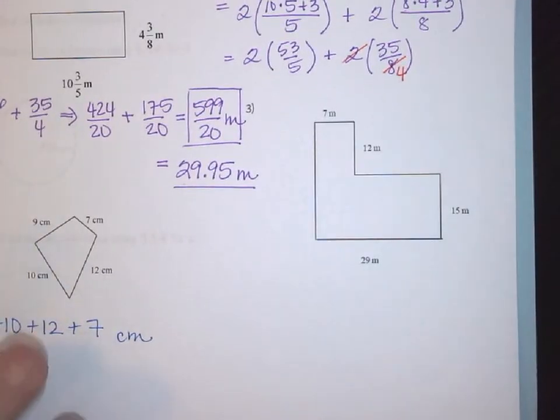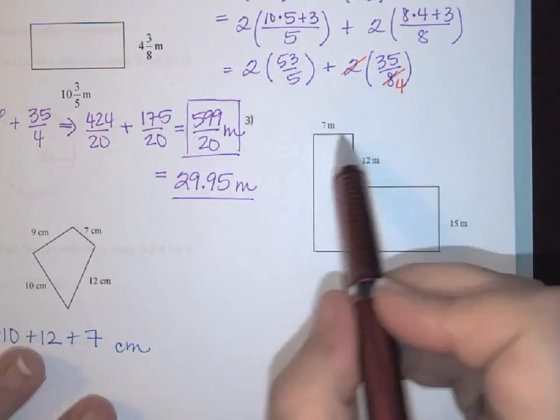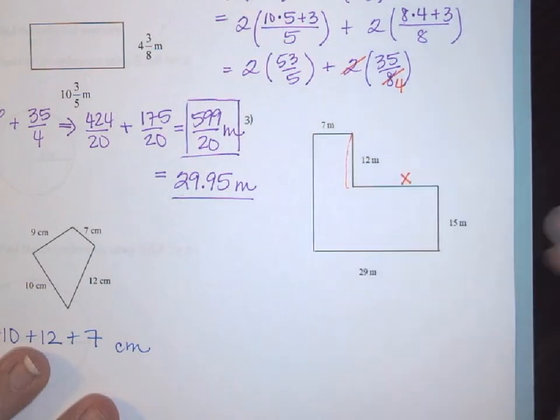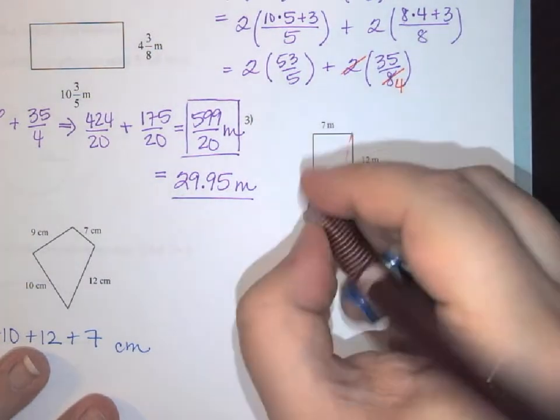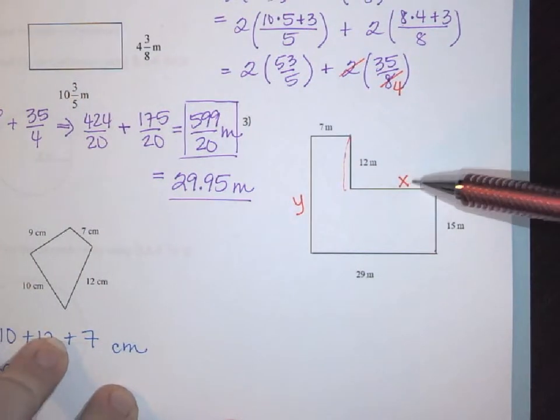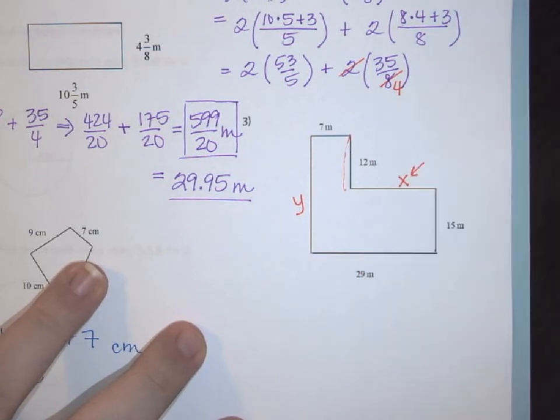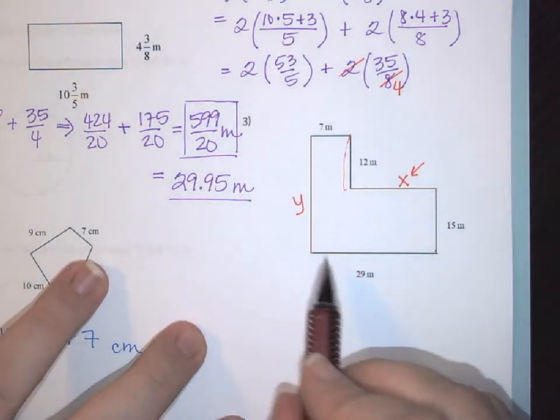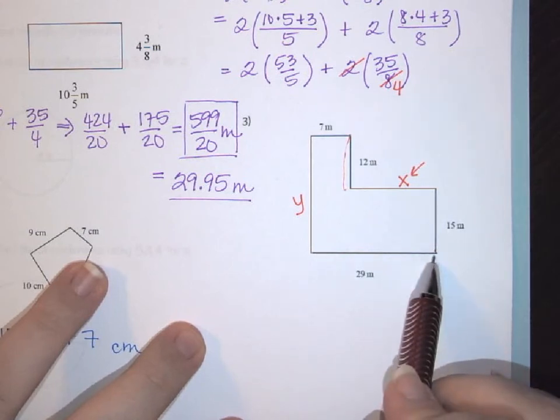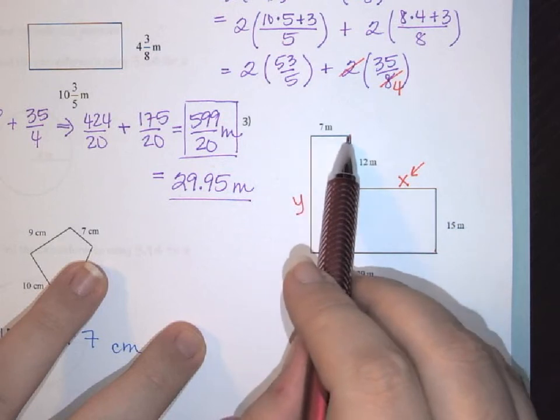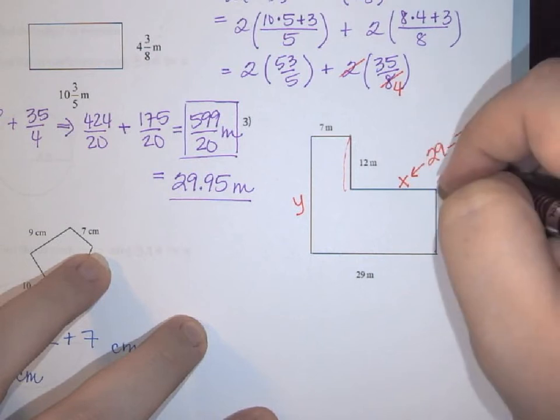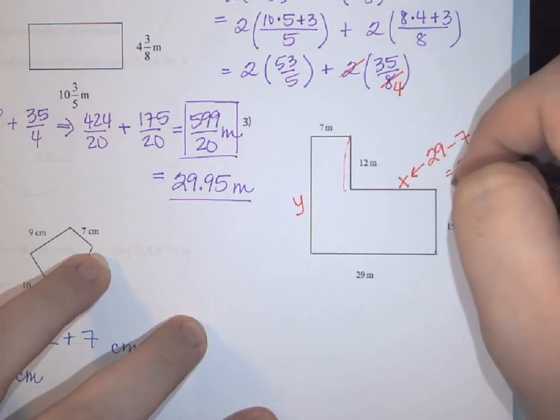Okay, let's do another one. Here, notice I gave you this one, this side is missing. You have this side, and this long side is missing as well. So when we look at this x, this right here, notice it runs parallel to the bottom. So the whole bottom is 29. I have a little piece here at the top, which is 7. So here you would have 29 minus 7, which gives you 22 meters.